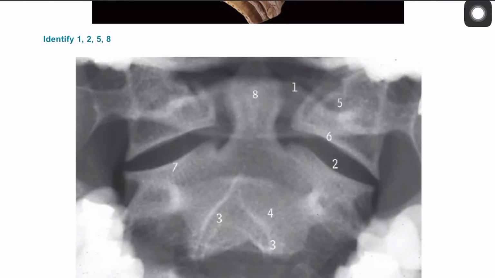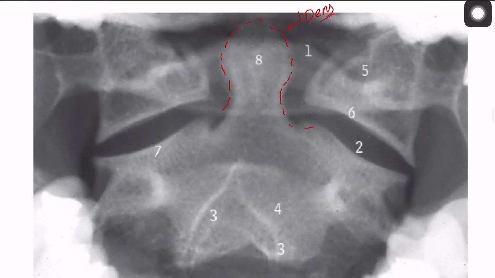Okay, so Atlanto-axial joint, this is an X-ray, looks like an open mouth view. What we're trying to identify is the dens. So the dens is there, as you see this lovely structure in there. That is the dens, okay? So number 8 will be the dens. And maybe 1 is the anterior arch. 1 looks like the anterior arch of what? Of atlas. All right. 5 looks like it's the lateral mass of atlas.